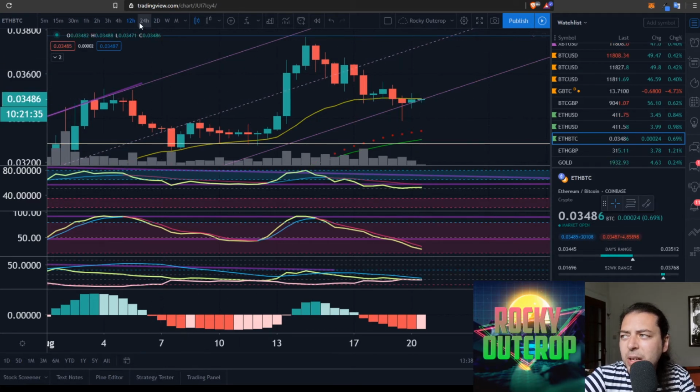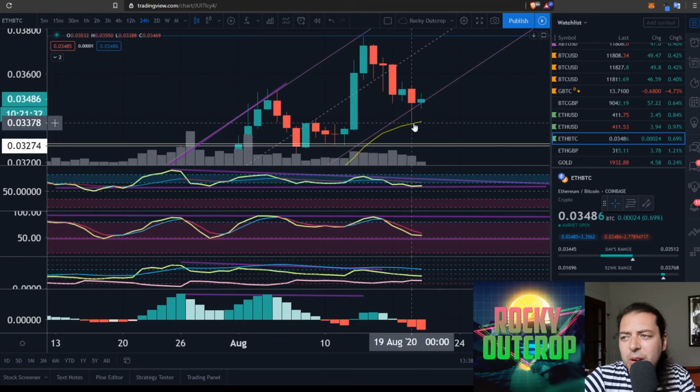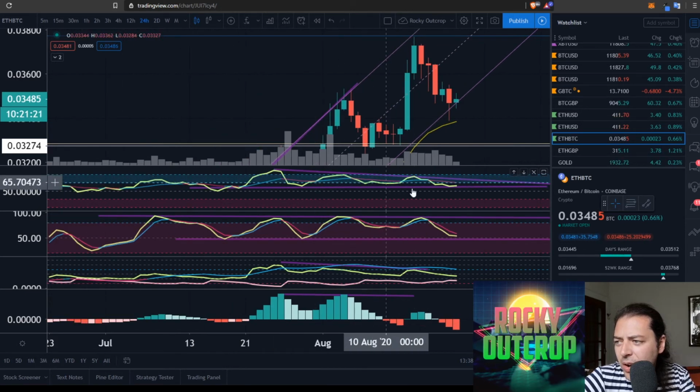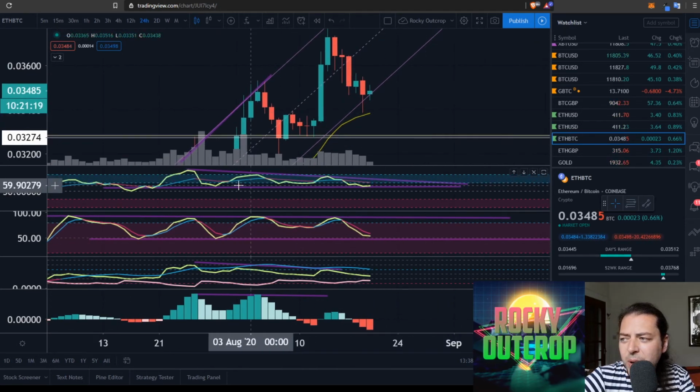We're just below the 12-hour 21 EMA. We came down close enough in terms of a test of this 21 EMA really, and found support in and around this zone on the 24-hour time frame. We did have the divergence here on this. We can see as well that there's certain patterns that could be at play in terms of the RSI.